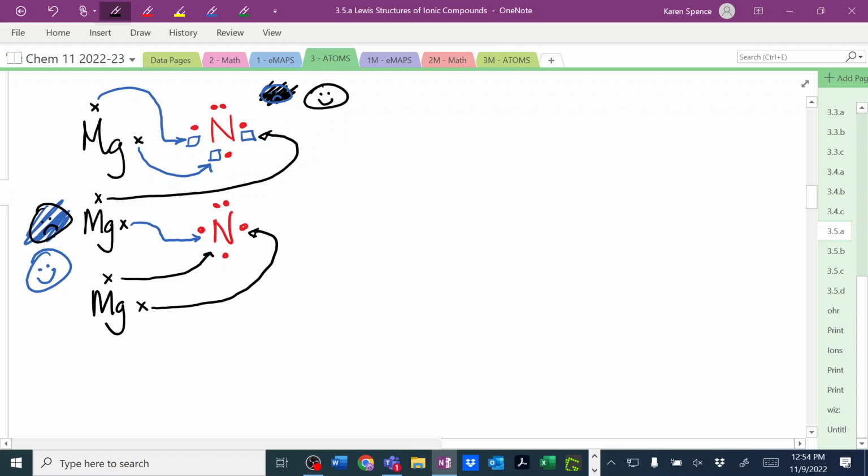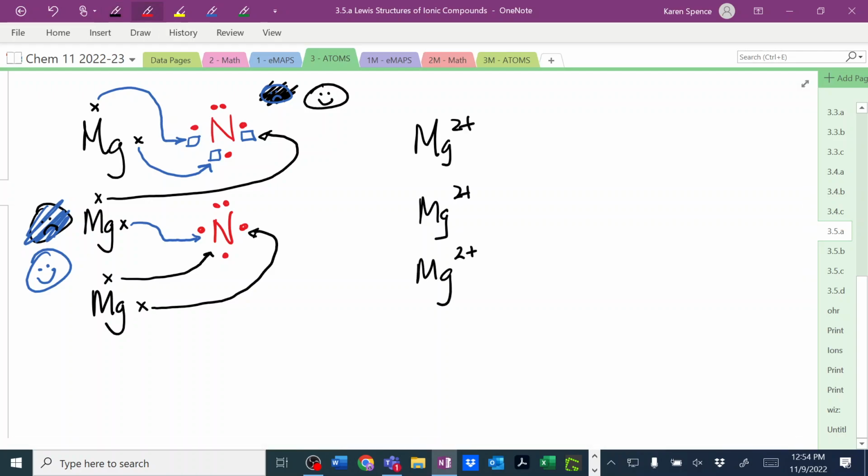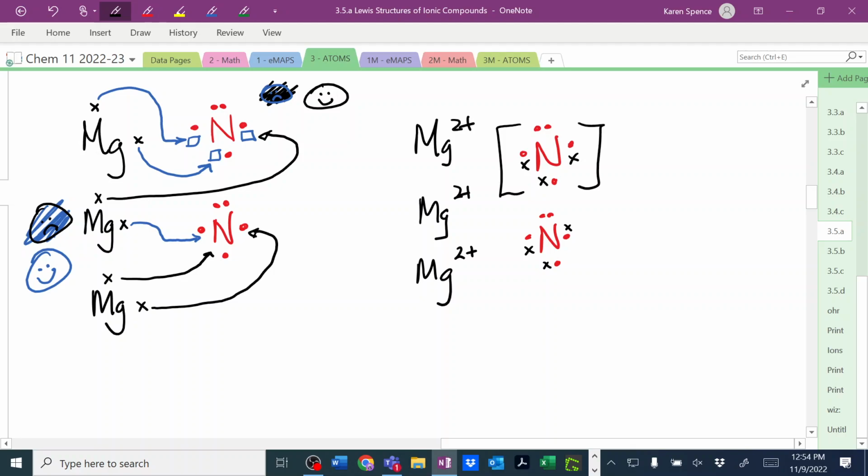Yeah, and so now we have this. Now, you have two options as to how you write this out. You can write it like Mg2+, Mg2+, Mg2+, and then you can draw your N and your N, and then fill in those electrons. And then you can go 3-, 3-. By the way, what do you notice about the overall positive charge?